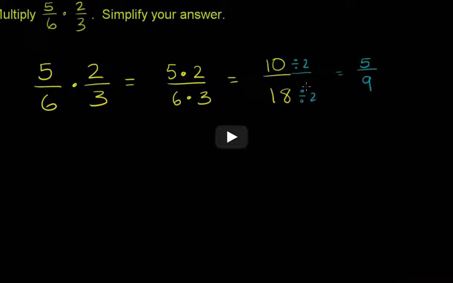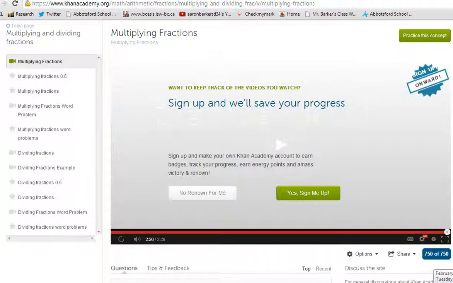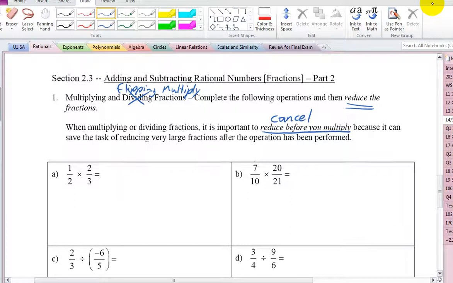Okay, so let's have a look at what we're doing today then. We're going to do the same thing there. Again, 1 half times 2 over 3. Cancel first. What can we divide here? 2. Yeah, divide this 2 here by 2 equals 1. Divide by 2 equals 1. So essentially up top we have 1 times 1. On the bottom, 1 times 3. And so we're going to get 1/3 as our answer.